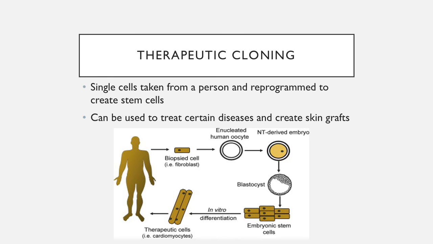Those stem cells would have the ability to develop into any type of cell in the body, except for sex cells. So that means it can become tissue cells, blood cells, skin cells, anything but sex cells. They can be used to treat diseases like leukemia or any other kind of blood disease. Then it can also create skin grafts.